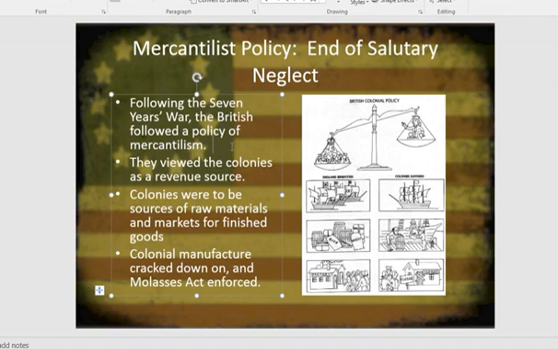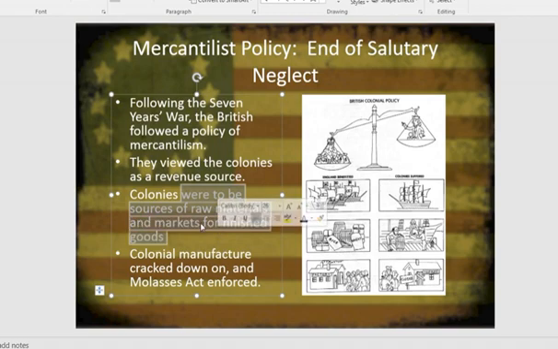With the 7 Years' War, with the French and Indian War, the colonies are going to cost the British Empire money. So, therefore, the colonies have to pay for that money. Now, the colonies are going to be sources of raw materials and markets for finished goods. That's the definition of mercantilism.